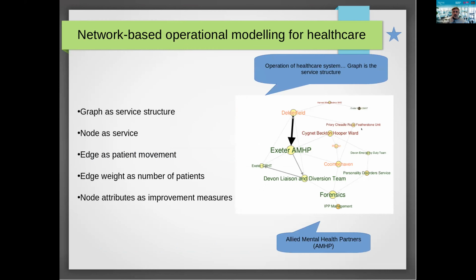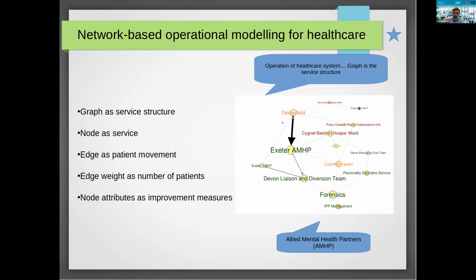So just to give you a bit more of an example with the health lens context, if we think about the whole structure of what we have on the right there, the graph is really representing a service structure. The nodes, or the vertices, these are the dots, these are the services. In this example, this is a mental health example from the Exeter area. You can see you've got Denderfield, Exeter Allied Mental Health Partners team, Devon Liaison and Diversion team, Exeter Crisis Resolution and Housing team. And then the edges, the lines that move between them, are the patient movements.